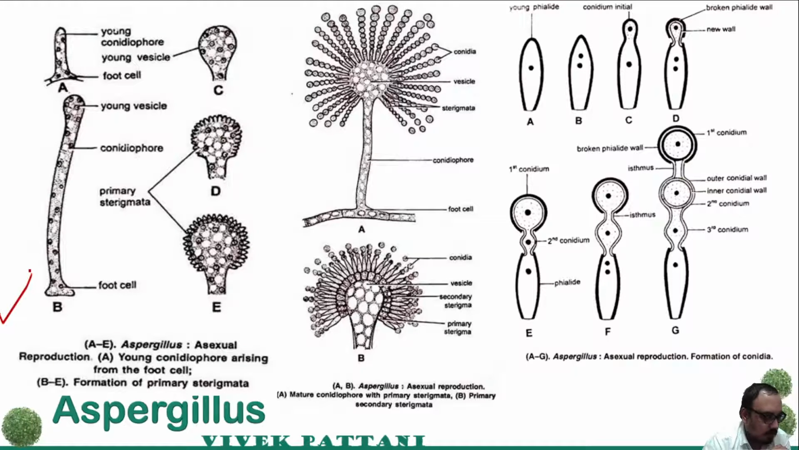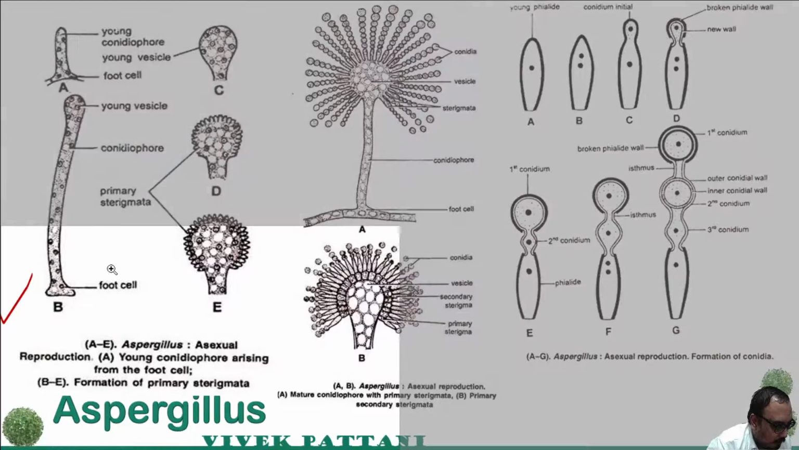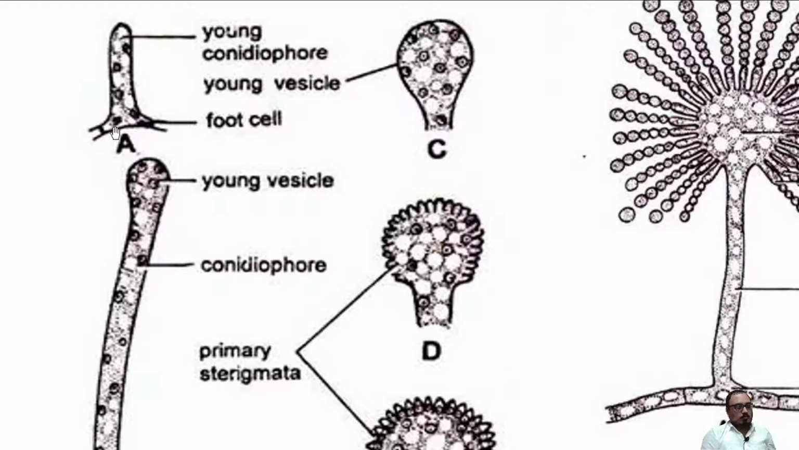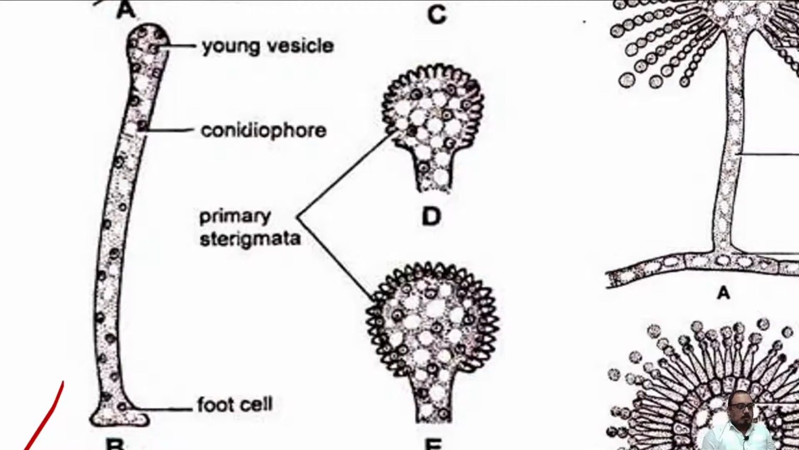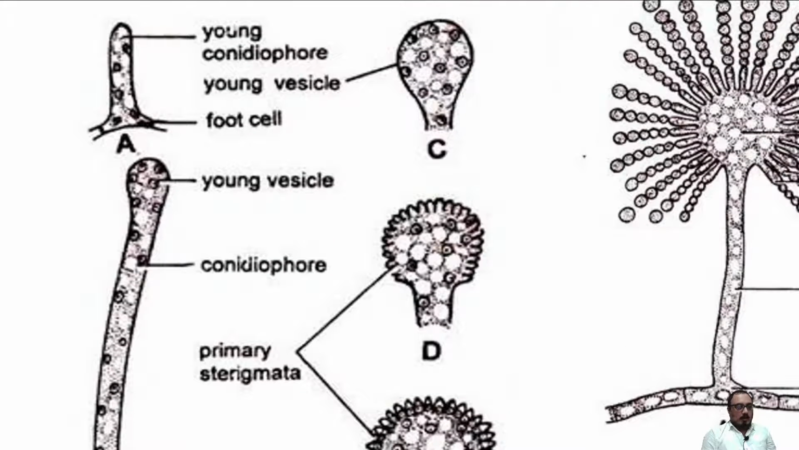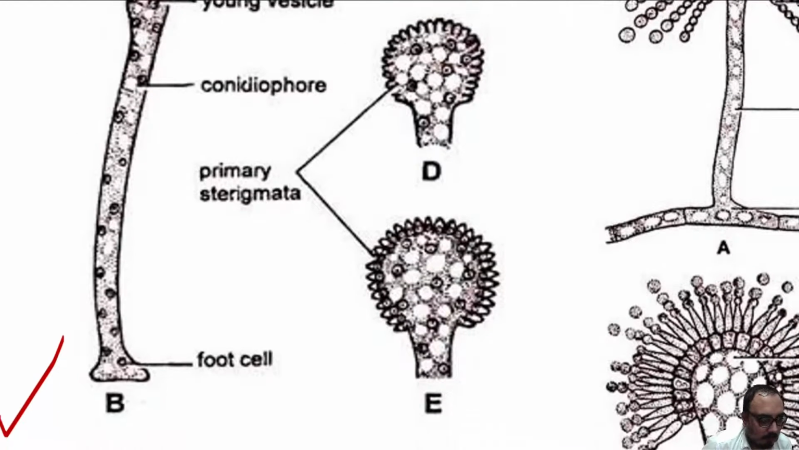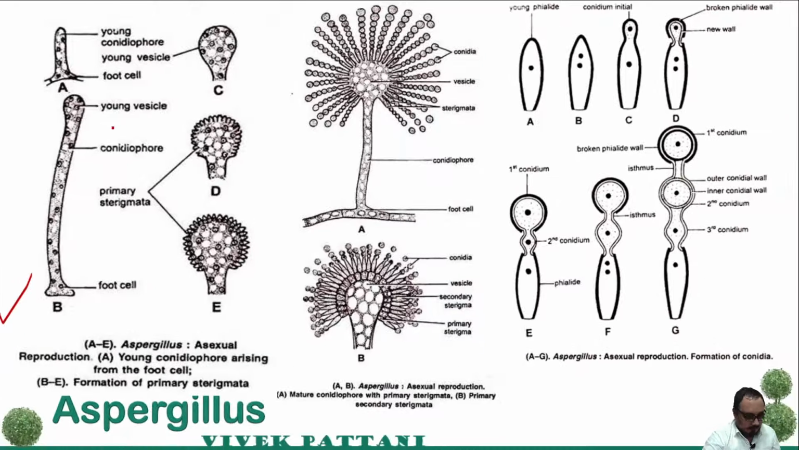Okay, in this case of asexual reproduction, a young conidiophore arises from a foot cell, and diagrams B to E show the formation of primary sterigmata. Now please have a zoomed look here. A is a foot cell. Now what will happen in diagram B? From the foot cell a conidiophore will be formed, and a young vesicle also. In diagram C, you can clearly see the sterigmata starting to form. And in D, the primary sterigmata will be formed.